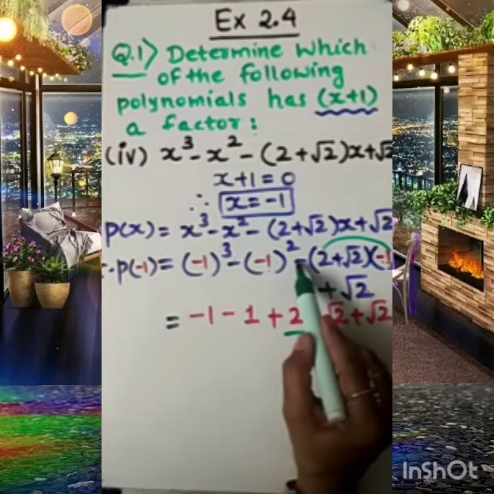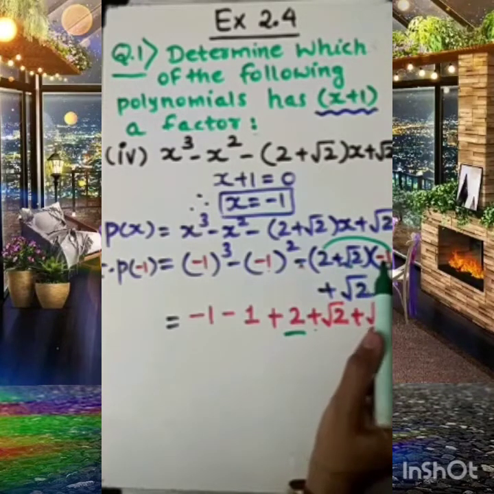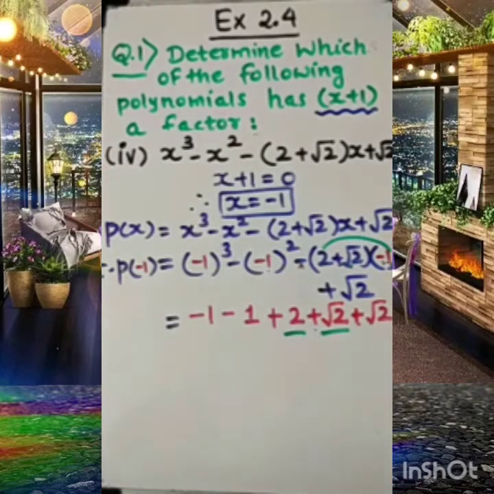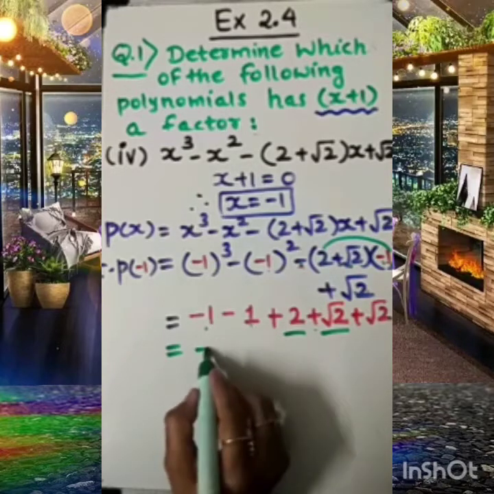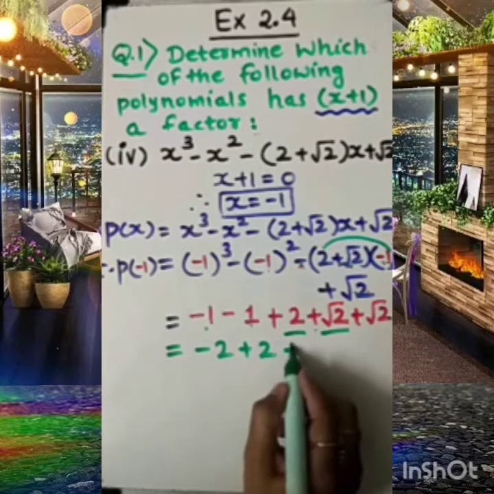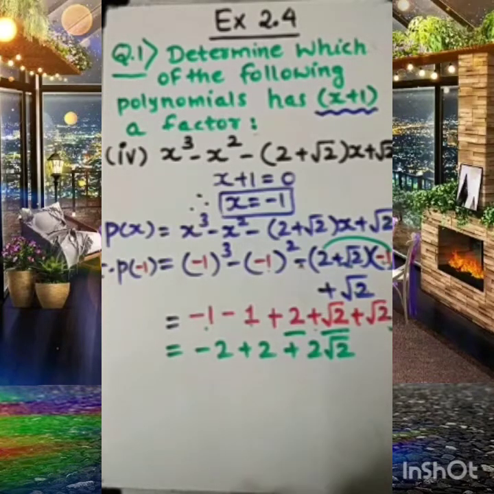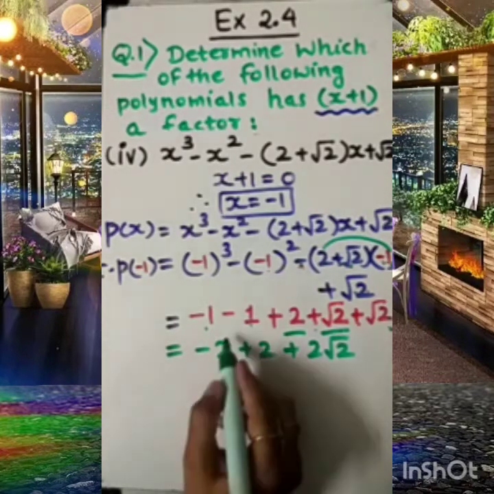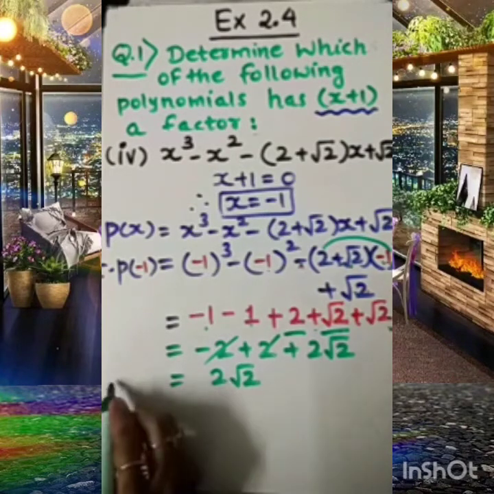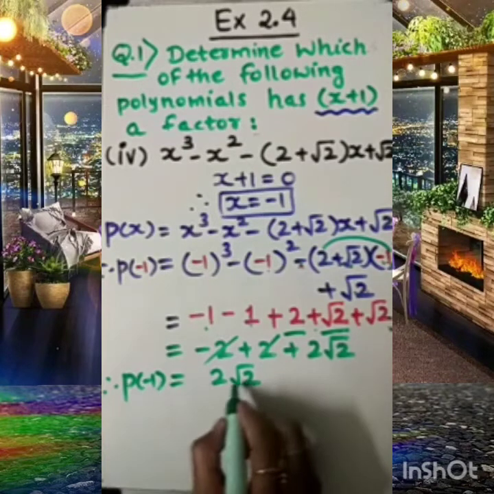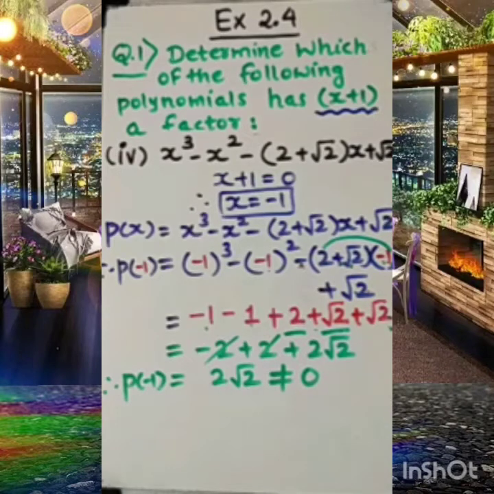And as we know, if I am asking you to open the bracket, then minus root 2 into minus 1 is plus root 2, and this root 2 is already here. Okay, so let's simplify. Minus 1 is minus 2 plus 2, and root 2 plus root 2 is 2 root 2. As we know, this has been cancelled, minus plus, so it is coming 2 root 2. It means the value of p minus 1 is coming 2 root 2, which is not equal to 0. Okay, so it is not equal to 0.